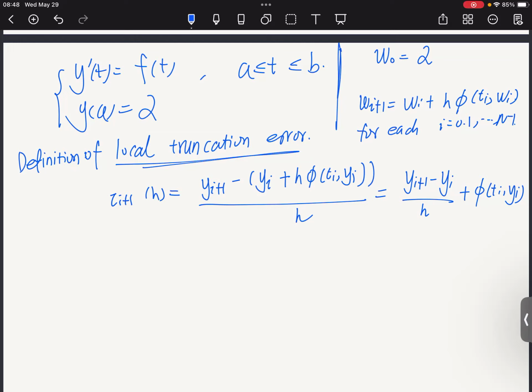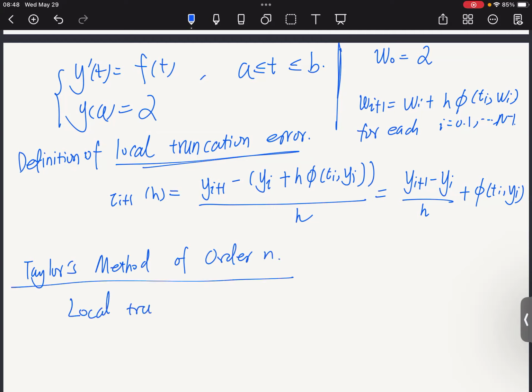Taylor's methods. So for the Taylor's methods of order n, the local truncation error should be, at the end of the day, if you calculate the right-hand side formula here, you will find out that the error is an n order error, h to the order of n, and we have the big O here. And if you want to prove this, it's quite easy.